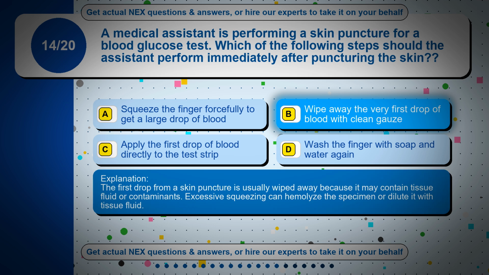The first drop from a skin puncture is usually wiped away because it may contain tissue fluid or contaminants. Excessive squeezing can hemolyze the specimen or dilute it with tissue fluid.